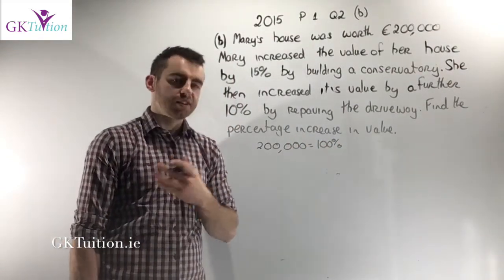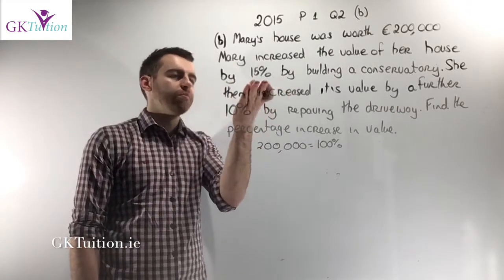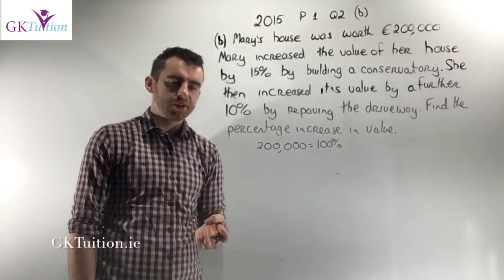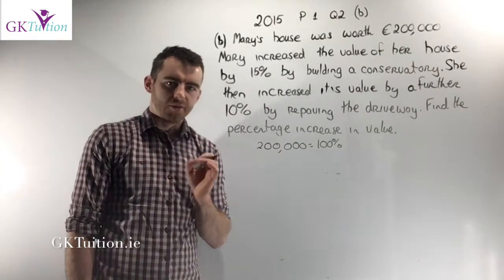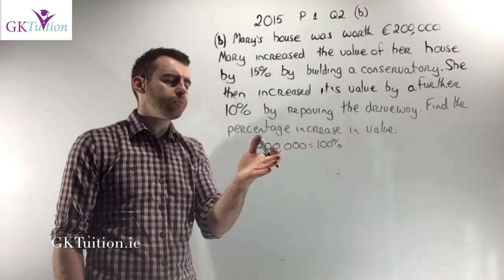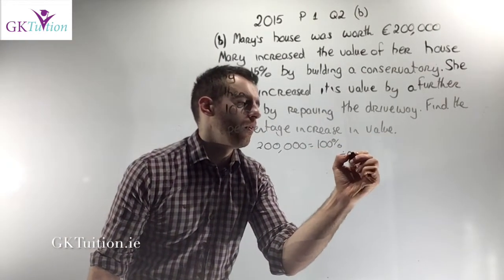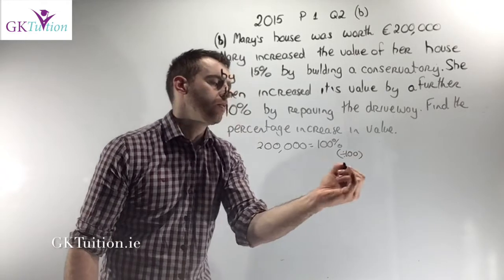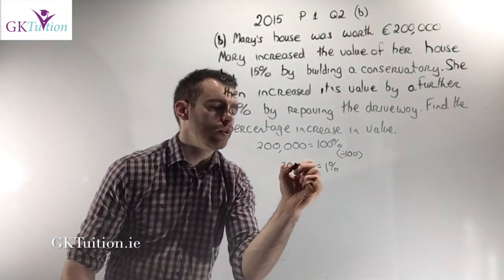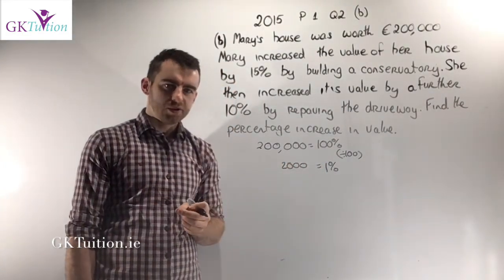100% of the house at the start of this scenario is 200,000. However, Mary has increased it by 15%. So I want to work out what is 115% of this figure. The first thing we'll do is work out what is 1%. If I know 100% is 200,000, to go from 100% to 1%, you just divide both sides by 100. If you divide the right hand side by 100, you end up saying that 1% is equal to 2,000. So I can say that 1% of the price of this house is €2,000.